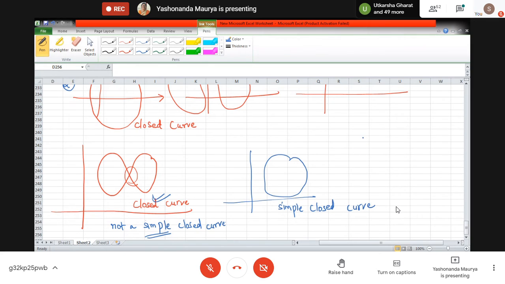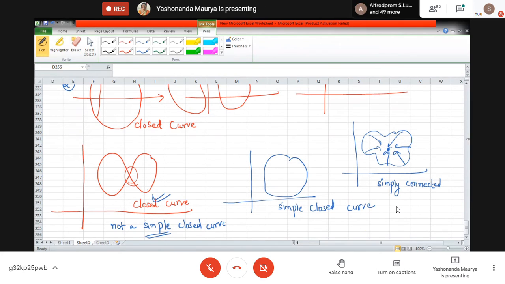Now, suppose my curve is somewhat like this. Now if I want to shrink this particular curve inside, what will happen? Can I come to a single point? If I push everything inside, I can concentrate everything at a single point, whatever that point is. This is called connected, and actually it is called simply connected. Simply connected means, if I shrink the entire region, I can be at a single point.